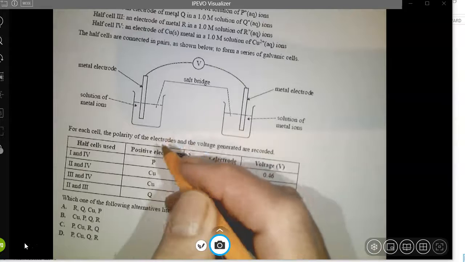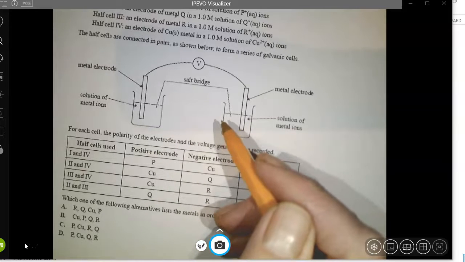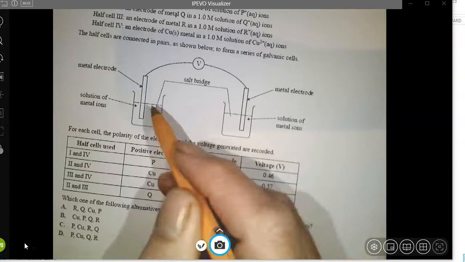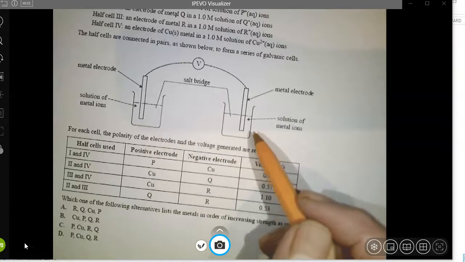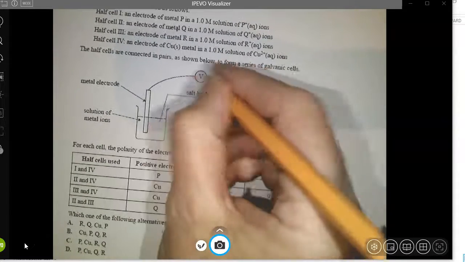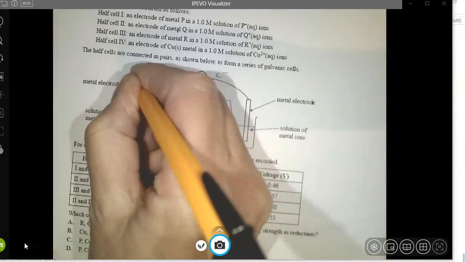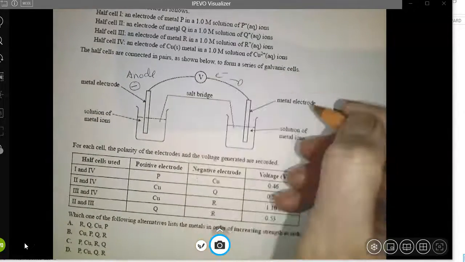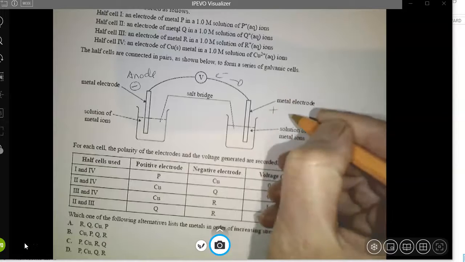So first thing to do is always work out which way the electrons are going. We've got a positive electrode and a negative electrode. So if we make them go this way, it doesn't really matter which way we make them go, but the anode is where they're lost from and the anode is negative. So the electron's moving in this direction from the negative to the positive.